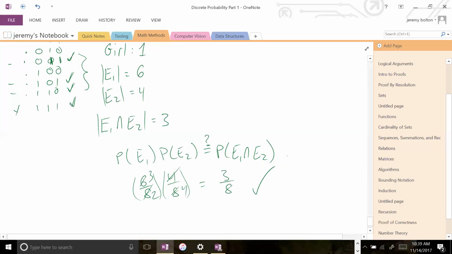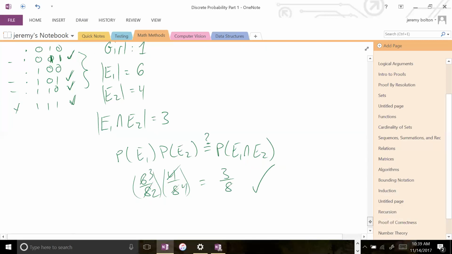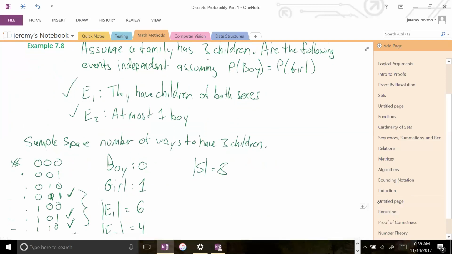All right, so in fact these two events are independent. And so if you wanted to know, for example, what's the probability they have children of both sexes, and you were given the extra information that they had at most one boy, this would not update your probabilistic estimate.